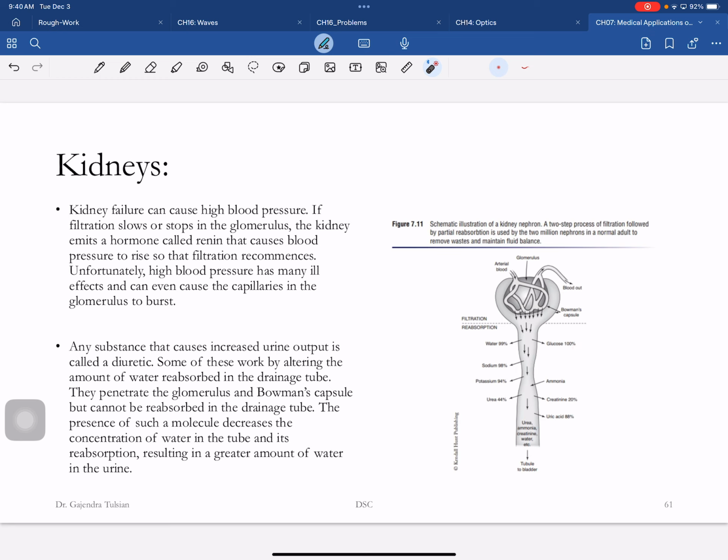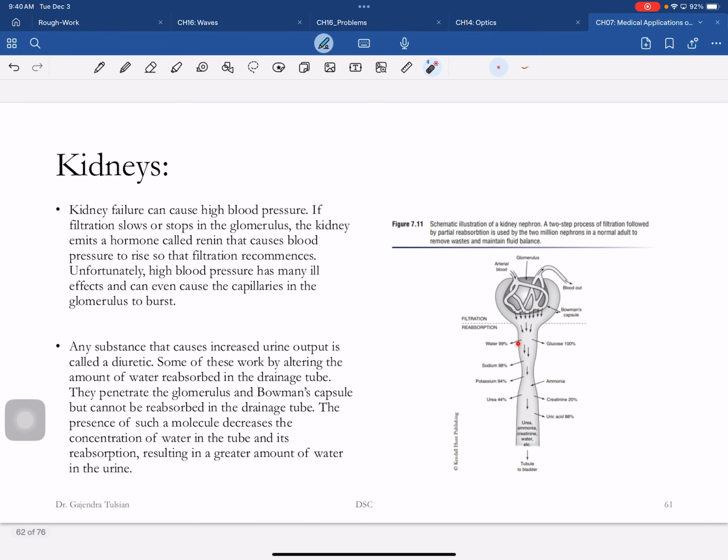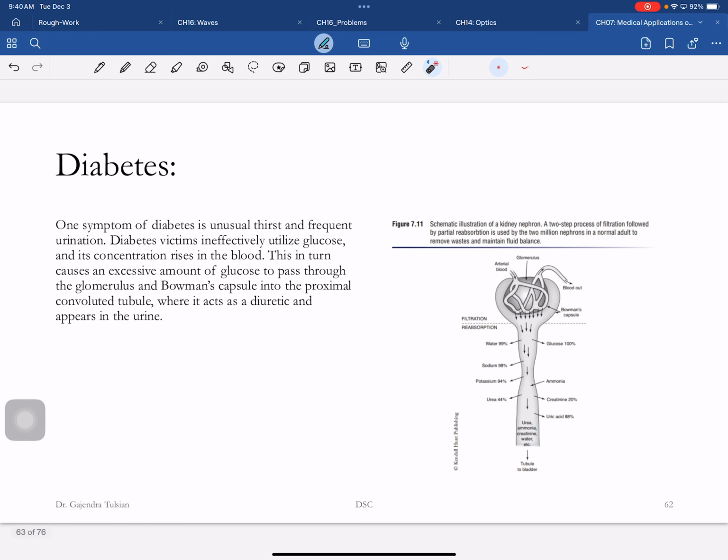Okay. The presence of such molecules decreases the concentration of water in the tube and its reabsorption, resulting in a great amount of water in the urine. So a diuretic hinders the reabsorption of water.